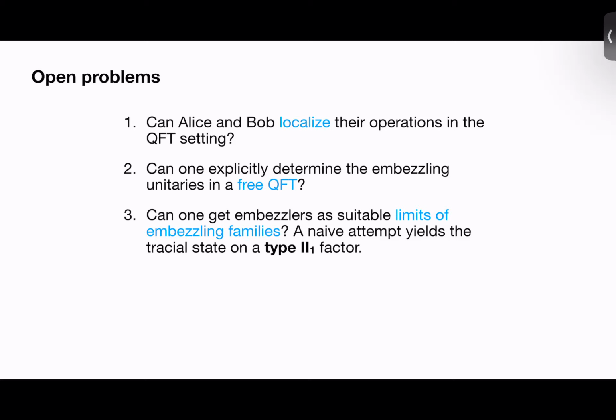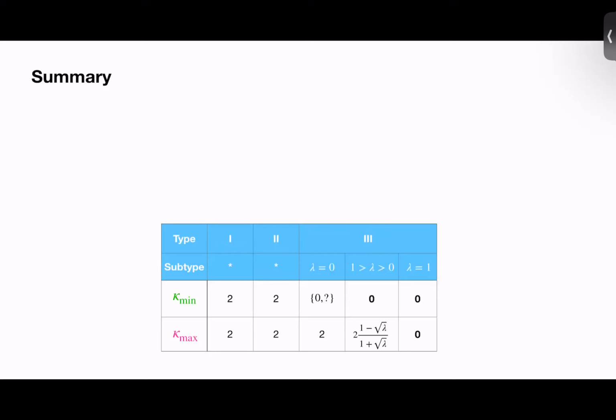Okay, could you explain why there is a discontinuity for lambda equal to 0 of kappa min? I mean, why here, in the table on the previous slide? So at lambda 0, you have 0 point something to AC, or is it a question mark? So type 3-0 is famously difficult to deal with.